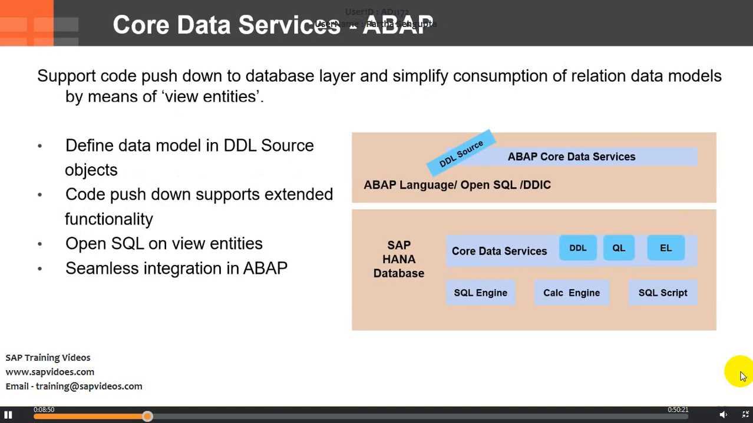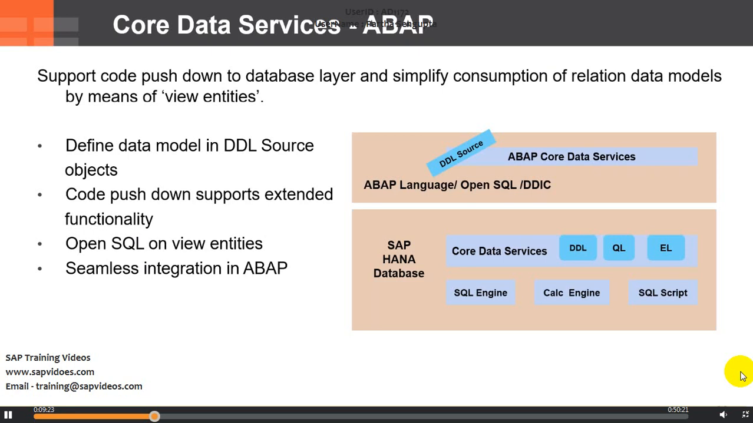So, core data services in ABAP. I already told you that in this course we will be dealing only with ABAP CDS. In the ABAP CDS language, this supports code pushdown to the database layer. That means that your calculation logic is performed in the HANA database layer, and the result data models are simply consumed by means of view entities. You will be creating an entity. When you create a CDS view and activate it, it creates an entity. That entity is called a CDS view entity.